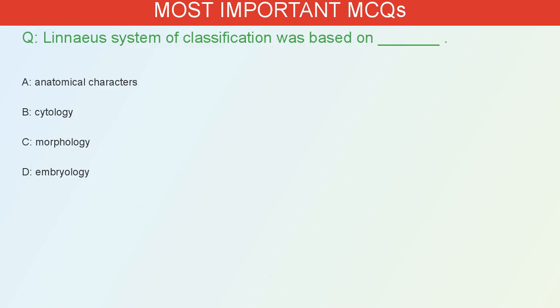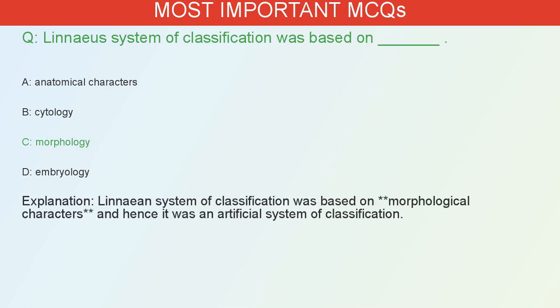Linnaeus' system of classification was based on _________________. A. Anatomical characters. B. Cytology. C. Morphology. D. Embryology. The correct answer is C. Linnean system of classification was based on morphological characters and hence it was an artificial system of classification.